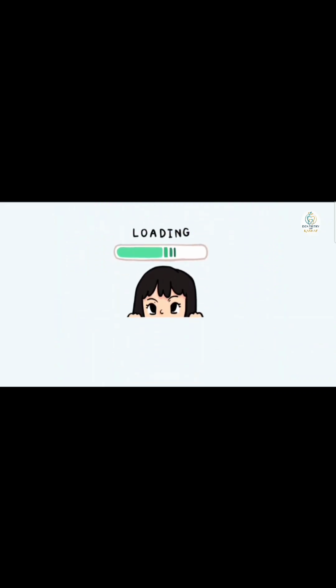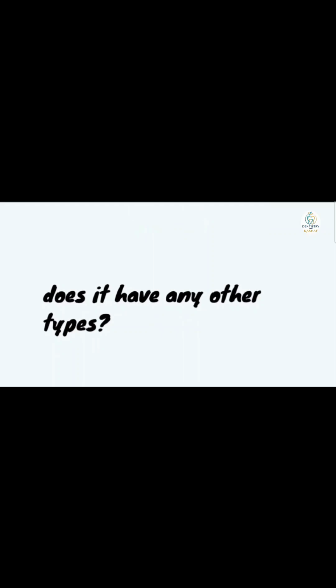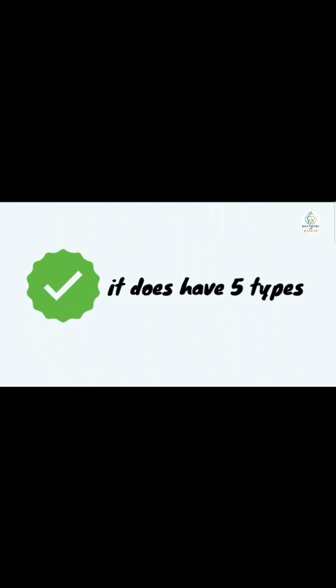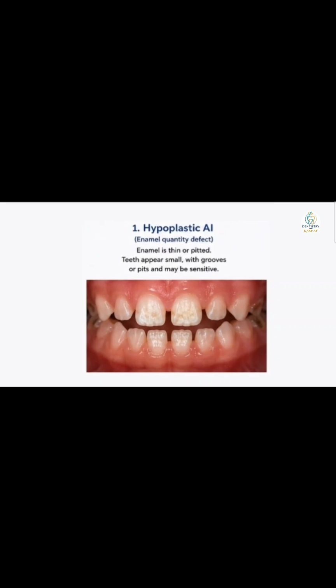But wait, does it have any other types? We discussed the clinical features, but yes, it has five types. Type 1 is hypoplastic amelogenesis imperfecta. The enamel quantity is defective. Do you get this? Enamel quality is good, but the quantity is less. That's why the enamel is thin, or pitted. Teeth appear small with grooved surfaces and may be sensitive.